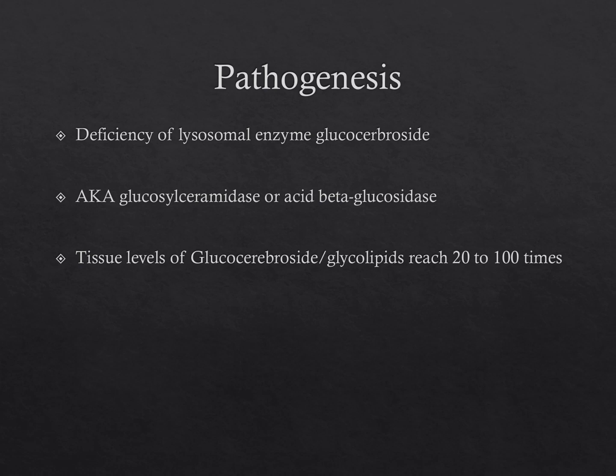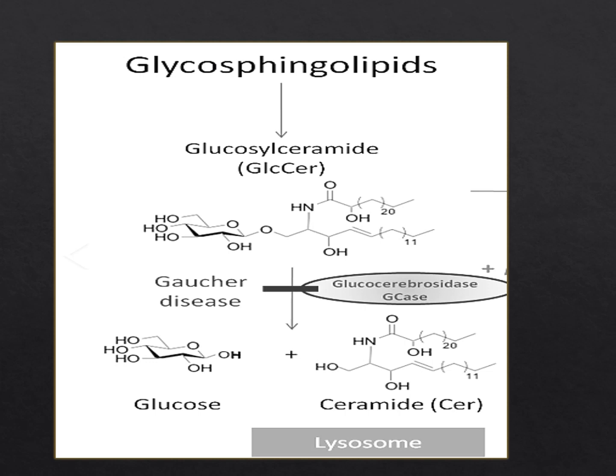This leads to the accumulation of glucocerebroside or the glycolipids, which form an important integral part of the cell membrane of the human body, and the levels of these are expected to reach up to 20 to 100 times the normal limits. As mentioned earlier, Gaucher's disease itself is due to the deficiency of glucocerebrosidase, which is an enzyme involved in the degradation of the glycosphingolipids, which is the glucosyl ceramide, which generally is supposed to be degraded within the lysosome into glucose and ceramide, and the deficiency of this particular enzyme leads to the accumulation of glucosyl ceramide within the macrophages.